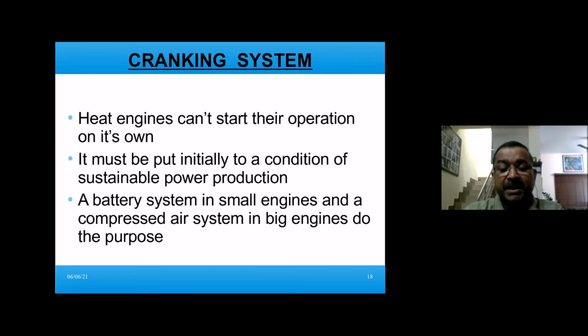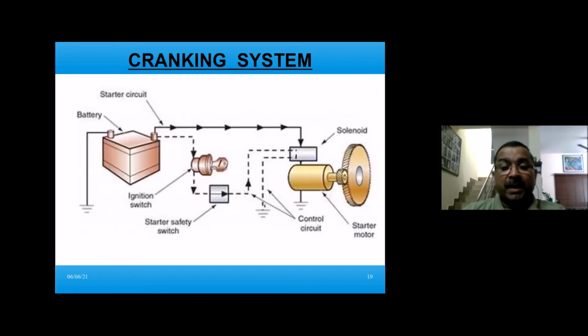So in a small engine, let us say in your car, a battery-operated starting motor will do the initial cranking, and in very huge machines, in big engines, it is done by a compressed air system. So let us see the cranking system of a car. Let us say a car.